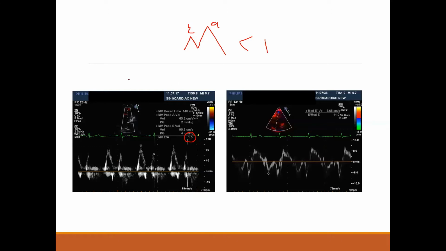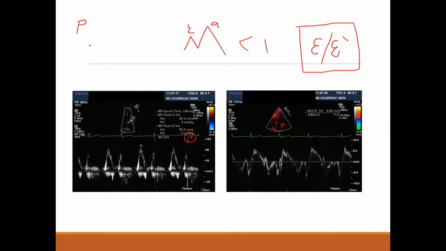So this is pseudo-normal. Pseudo-normal diastolic dysfunction. You need further measures, right? Yeah, pseudo-normal, I might say reasonable. Whenever you have E over E prime, let's discuss E over E prime.